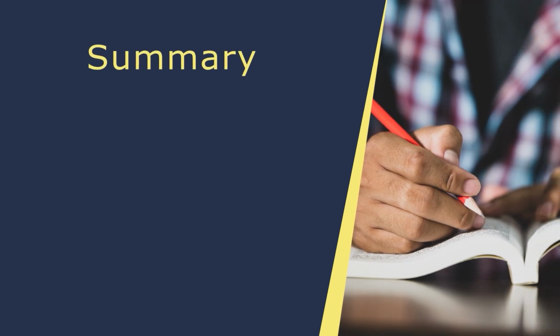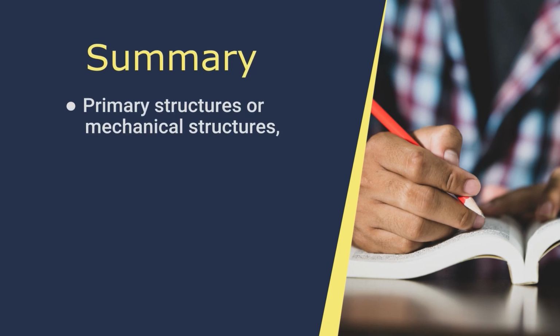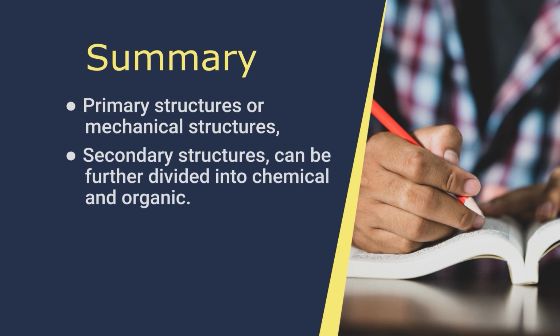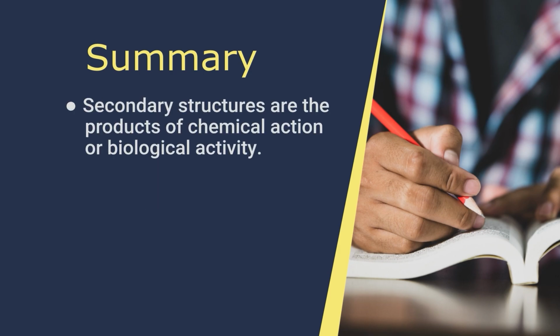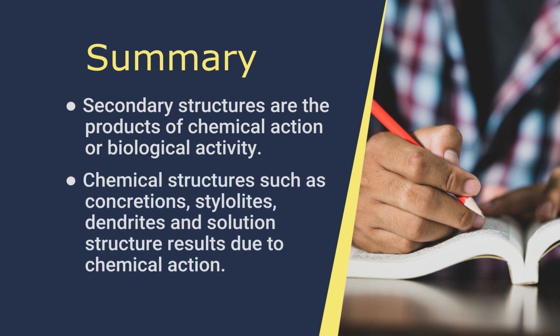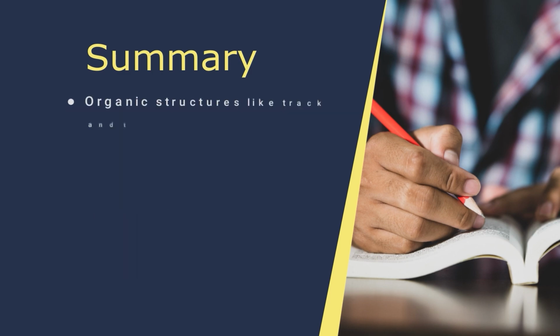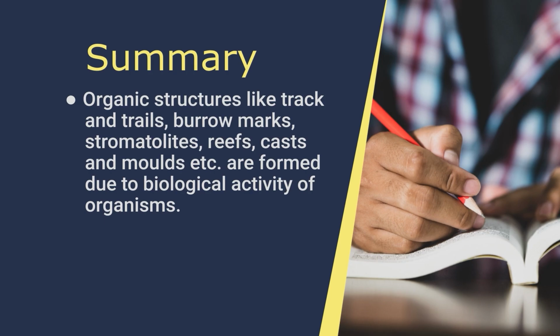To summarize, depending on the mechanism of formation and relative time of deposition, the structures are classified into primary structures or mechanical structures. Secondary structures can be further divided into chemical and organic. Secondary structures are the product of chemical action or biological activity. Chemical structures such as concretions, stylolites, dendrites and solution structures result from chemical action. The organic structures like tracks and trails, burrows, marks, stromatolites, reefs, casts and molds, etc. are formed due to the biological activity of organisms.